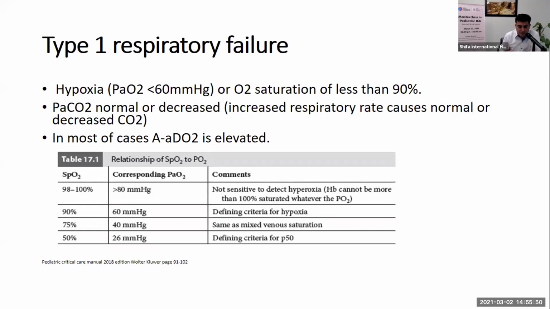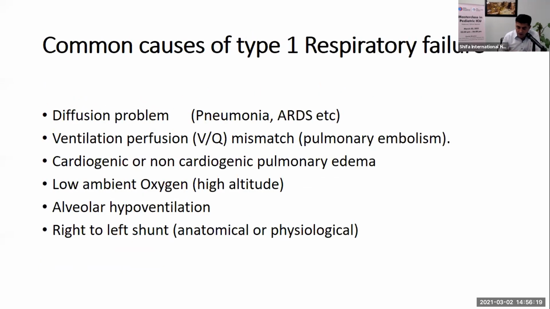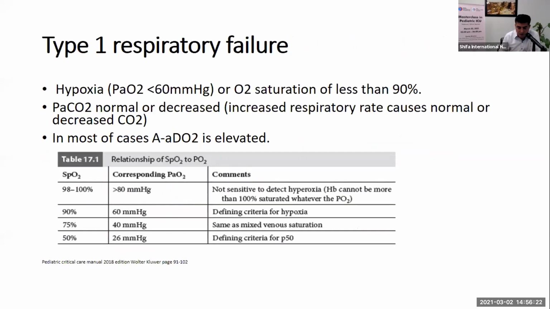So in type 1 respiratory failure, there is hypoxia, and the PaCO2, that is the CO2 content of the arterial blood gas, is typically either normal or decreased. So why is it decreased? Because a slight increase in the respiratory rate can cause washing out of CO2. So that's why the PaCO2 initially will be normal or even low. And in most of the cases where there is ventilation perfusion mismatch, the A-aDO2, the formula which we discussed earlier, will be elevated. That means the alveolar-arterial oxygen gradient will be high. That typically happens in most lung diseases where there is a diffusion problem.